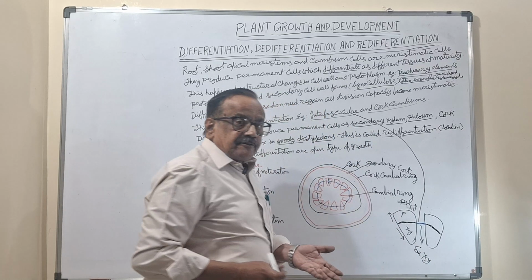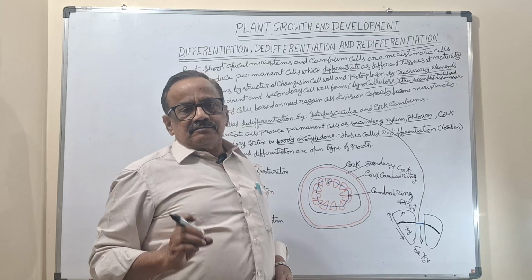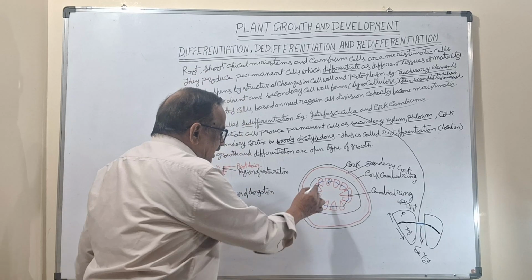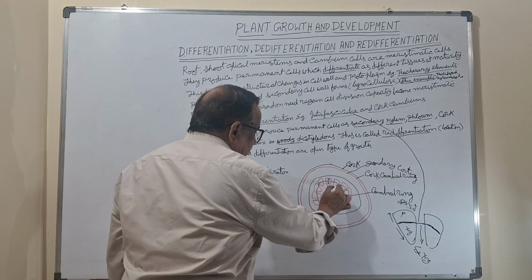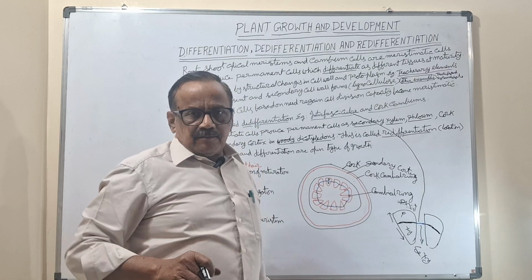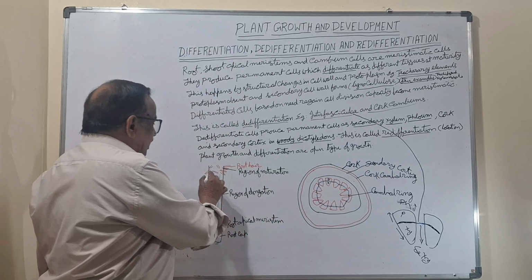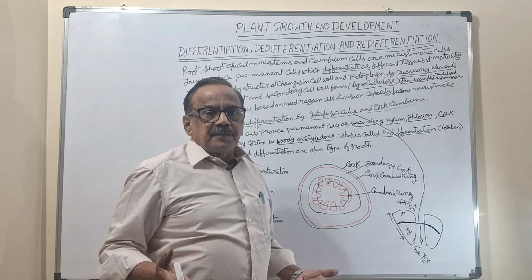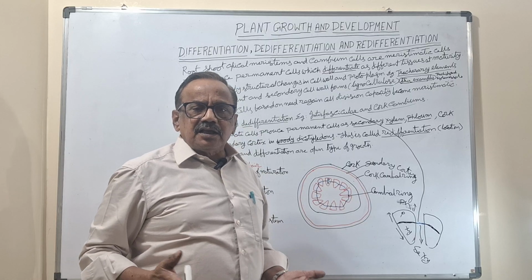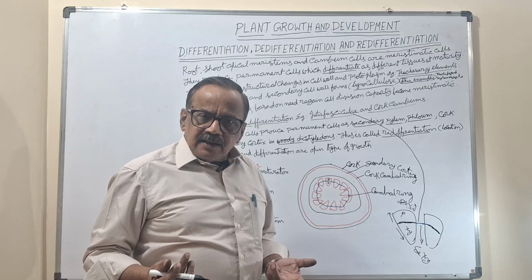Secondary xylem and secondary phloem are redifferentiated, and the cambia, that is the interfascicular cambium and cork cambium, are dedifferentiated. Differentiated are the things we are seeing, that is the epidermis, cortex, and stele. In the stele, we have the vascular bundles, pith, and everything.